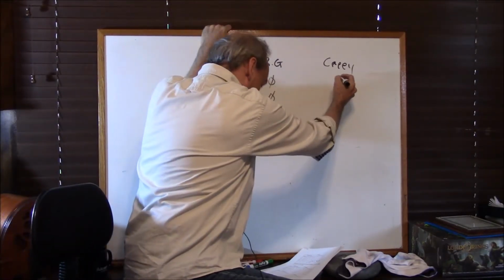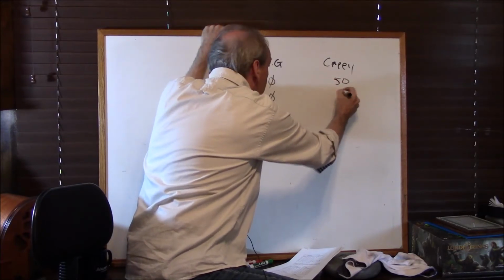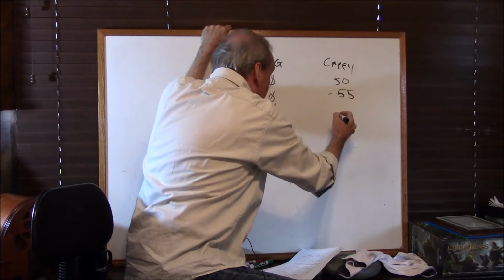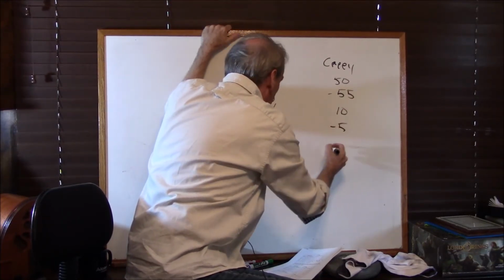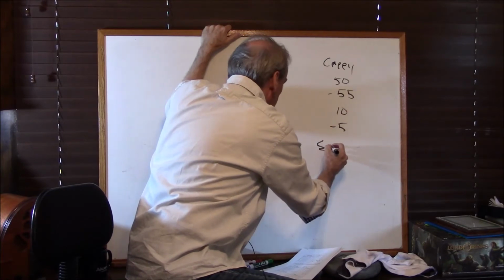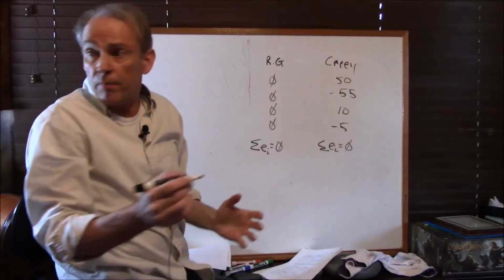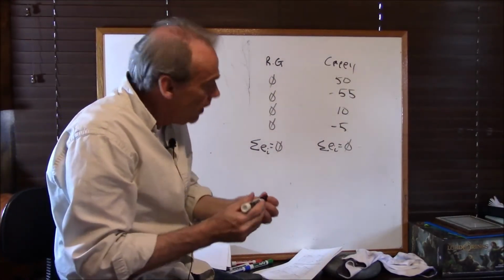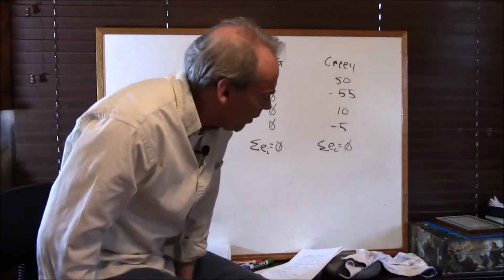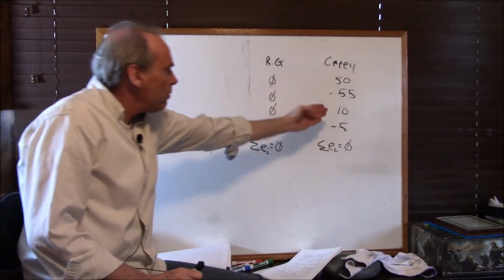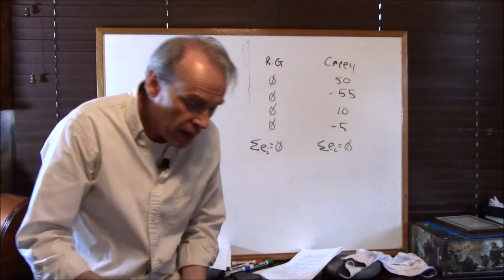And then on the crappy one, we had 50, negative 55, 10, and negative 5. And that equaled 0. So if this is going to be our measure of how close the points were to the line, this appears to be every bit as good as this. Well, I wish we were in class. I like to do this interactively.